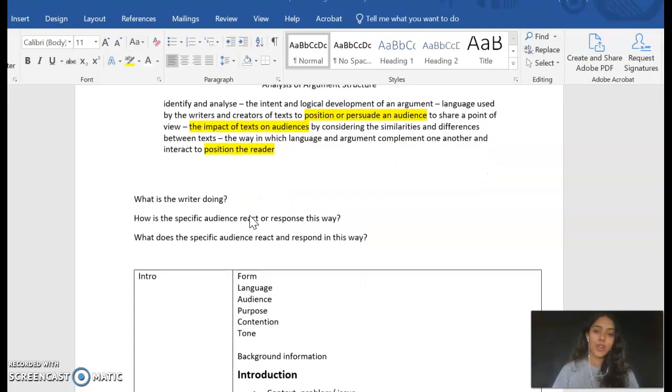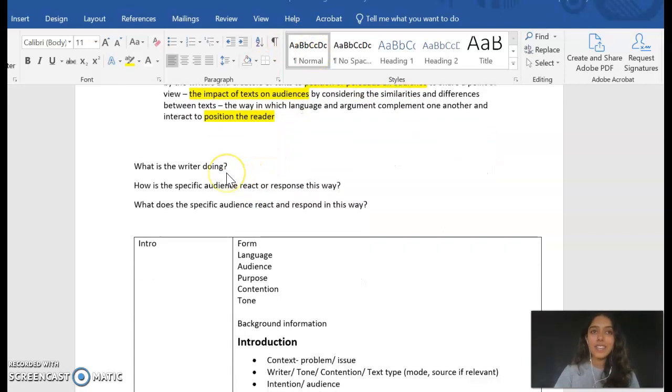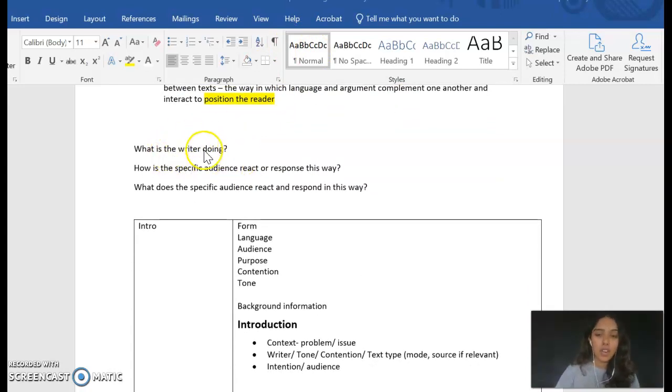So how we have gone about understanding this is basically you need to be writing down what is the writer doing, how is the specific audience intended to react or respond this way, and sorry, this is meant to be why. Why does the specific audience react and respond in this way? So it's what is happening, how is it persuasive, and why is it persuasive?